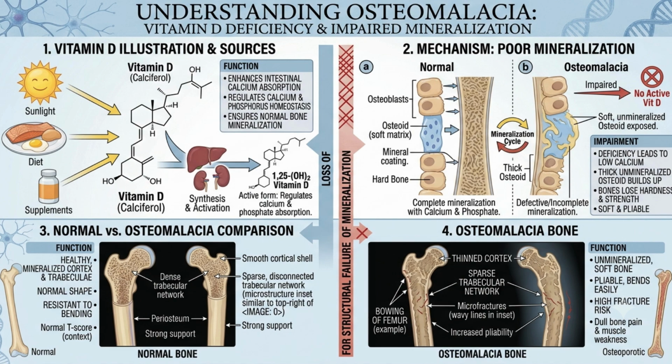Now let's differentiate osteoporosis from osteomalacia. Osteomalacia is a disorder of defective mineralization of newly formed bone in adults. Vitamin D deficiency is an important cause. The key concept is that in osteoporosis there is a reduction in bone mass and bone strength. In osteomalacia, the major problem is inadequate mineralization.